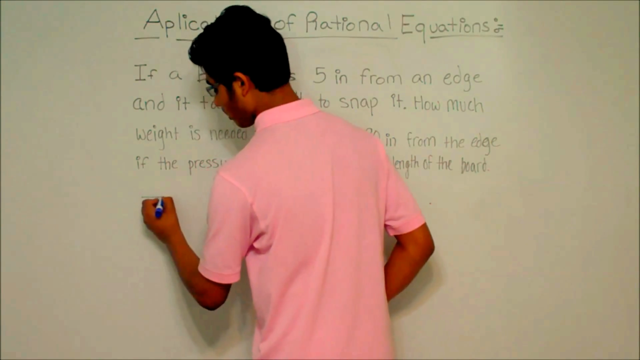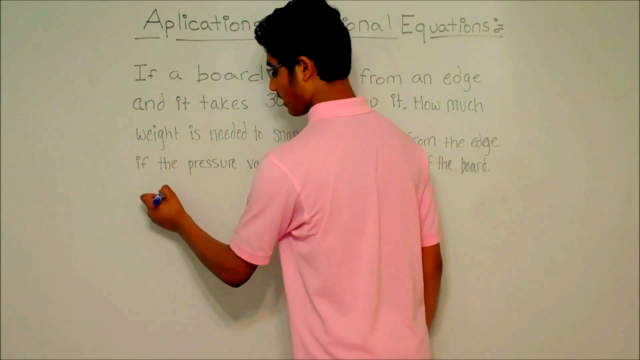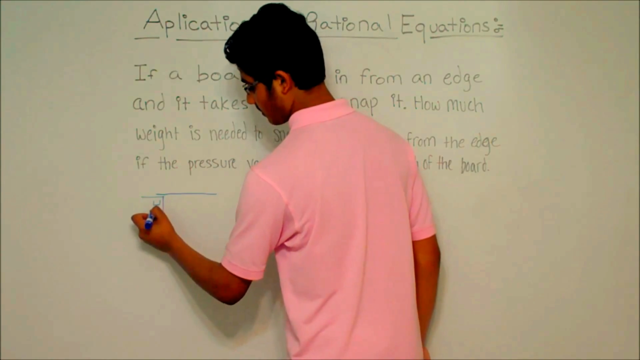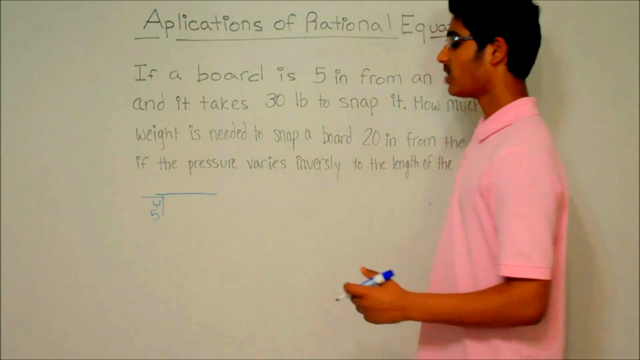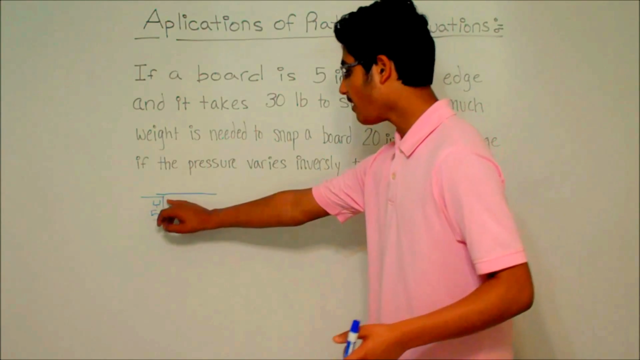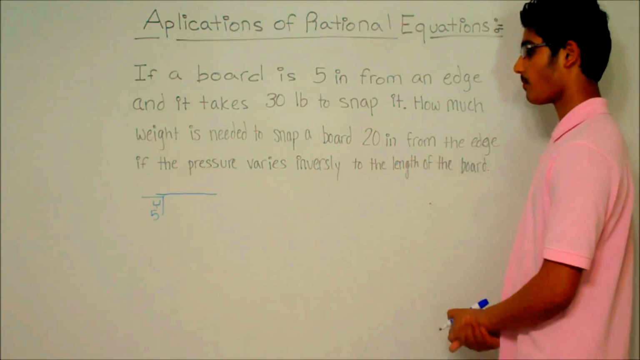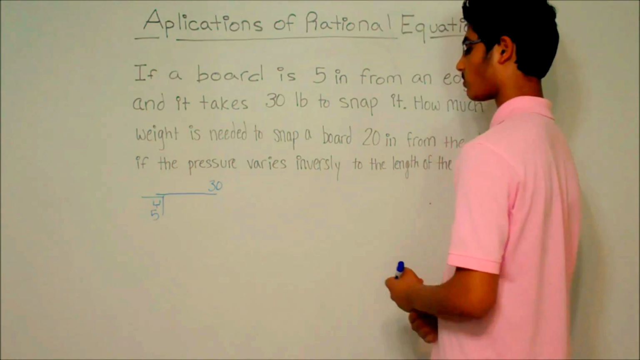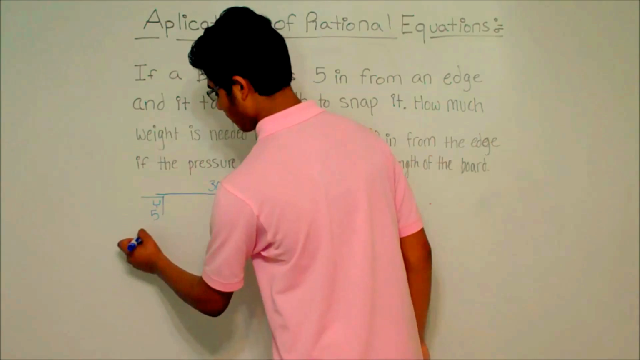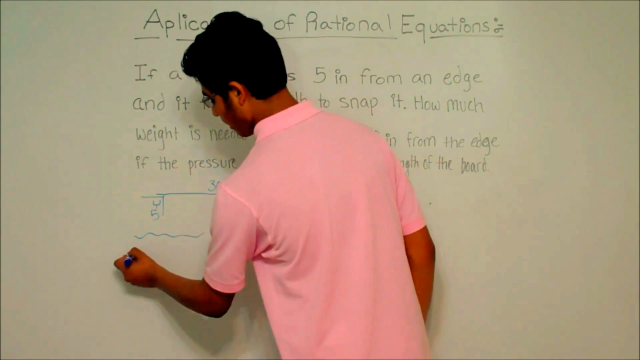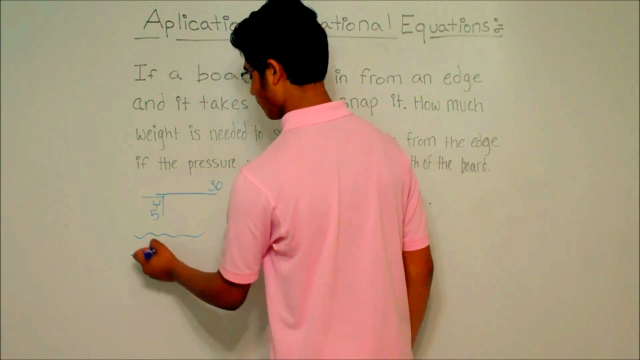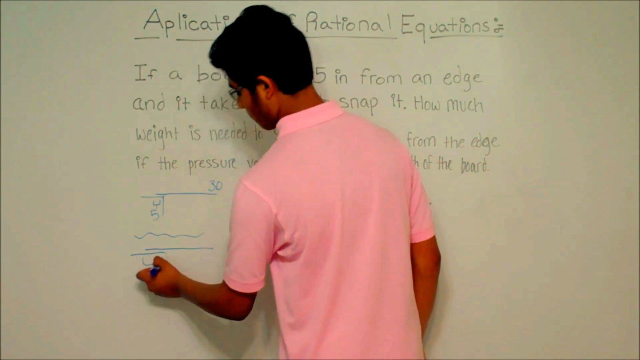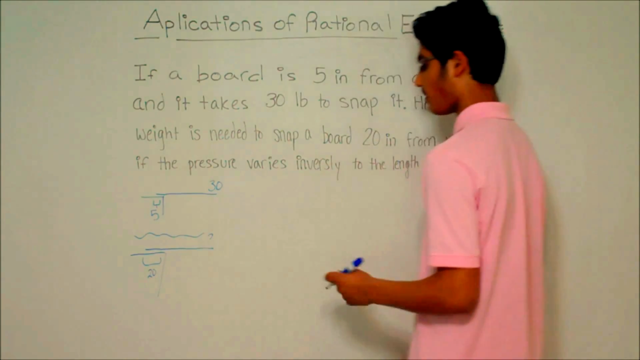So we have an edge here, let's say, and the board is 5 inches from the edge. So what this means in the problem is that 5 inches of the board is actually on the platform, and you need 30 pounds to snap this. So now, in the problem, it says if the board is 20 inches, how much weight is needed to snap this board?